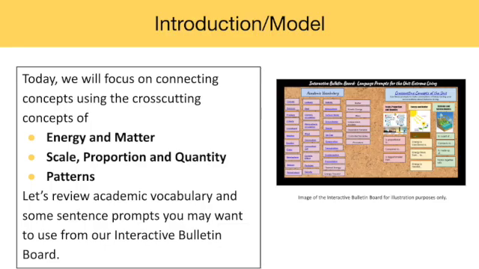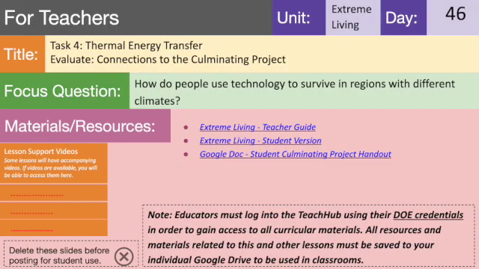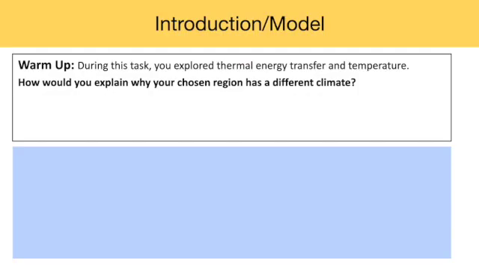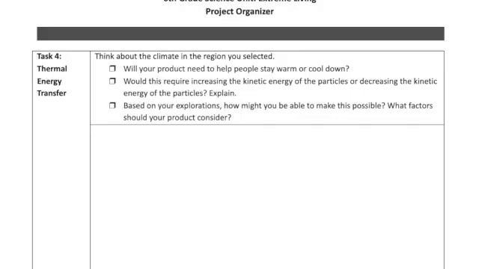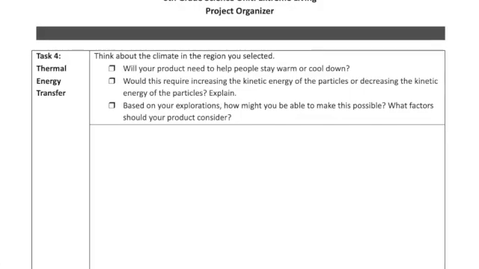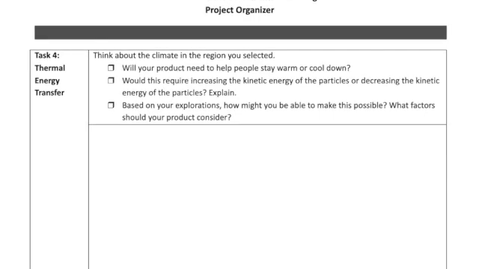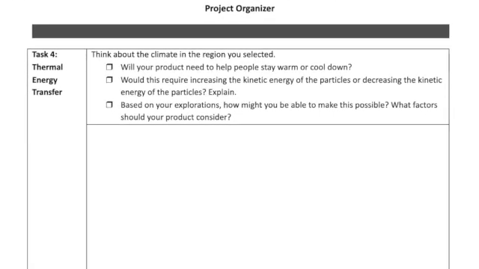Finally, students will continue wrapping up Task 4 by connecting their learning to the unit culminating project. Give students a chance to review their chosen region for their project. Then they can apply their learning so far to explain why their region has the climate it does. Now that students have learned more about thermal energy and temperature change, they can brainstorm more ideas and add more details to their project idea.